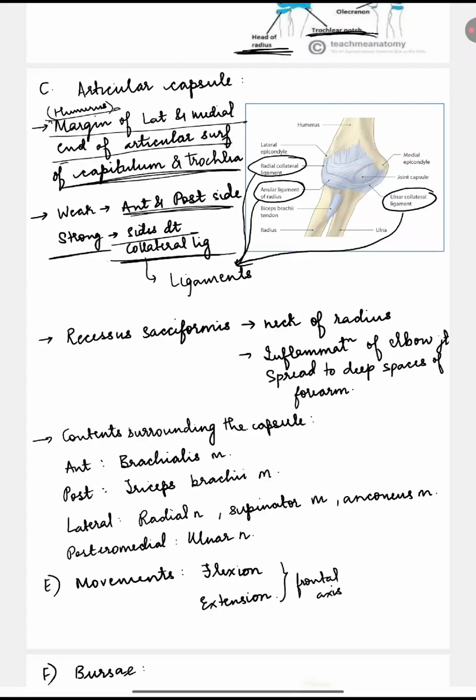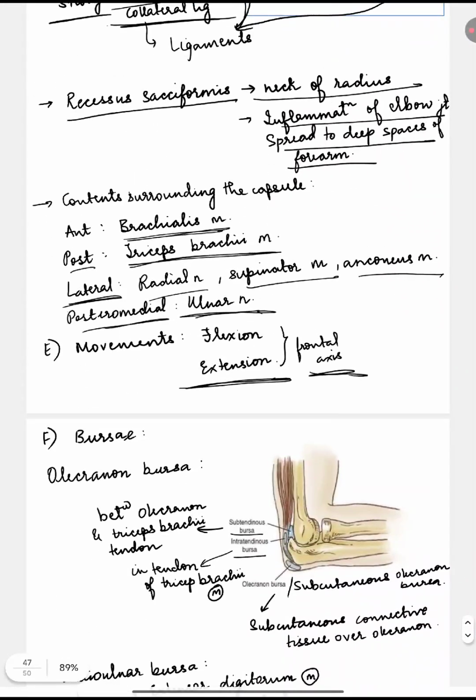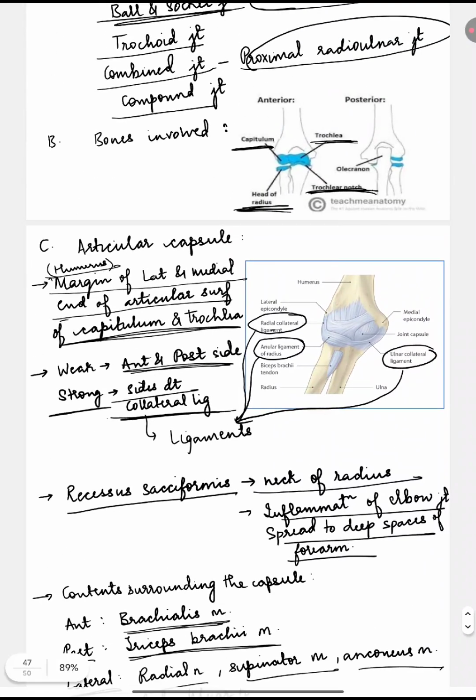Now there is the recessus sacciformis, which is at the neck of the radius, and inflammation of the elbow joint spreads to the deep spaces of the forearm. Now the contents surrounding the capsule: anteriorly brachialis muscle, posteriorly triceps brachii muscle, laterally radial nerve, supinator muscle, anconeus, posteromedially ulnar nerve. Movement is flexion and extension around the frontal axis. Now the ligaments are radial collateral ligament, ulnar collateral ligament, annular ligament of radius.